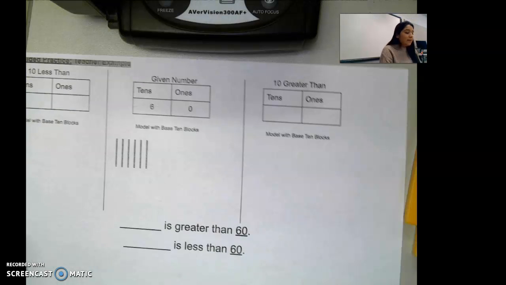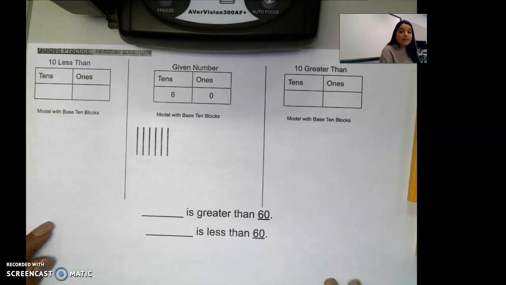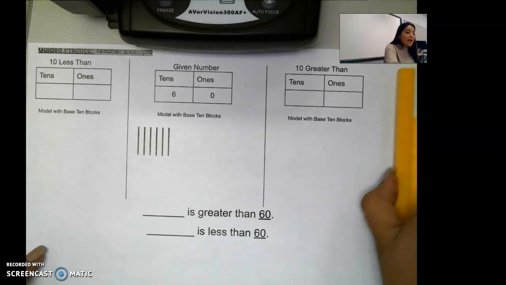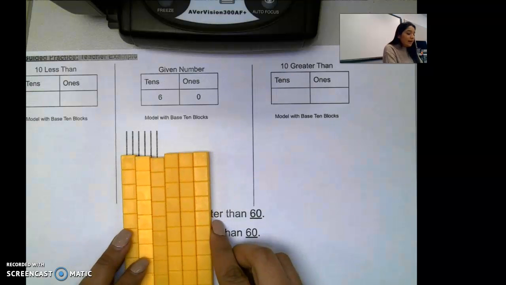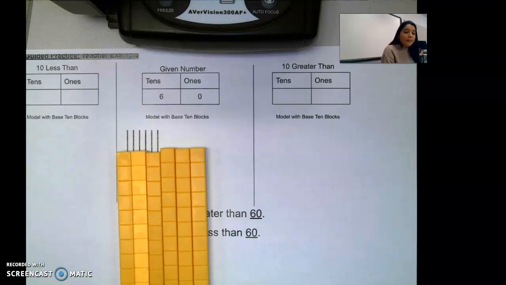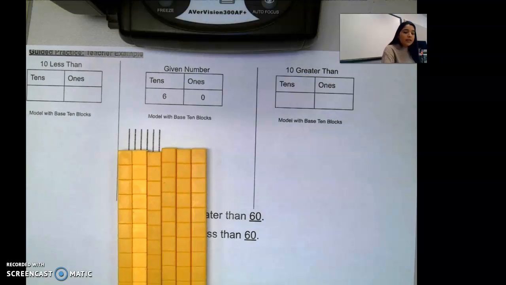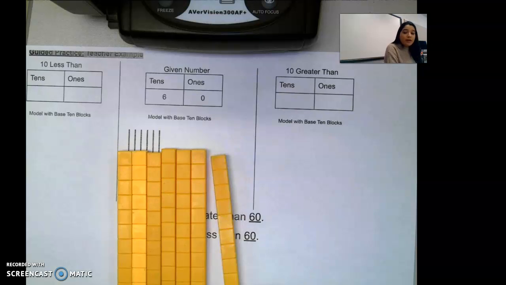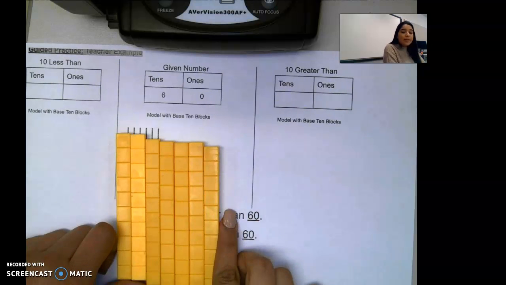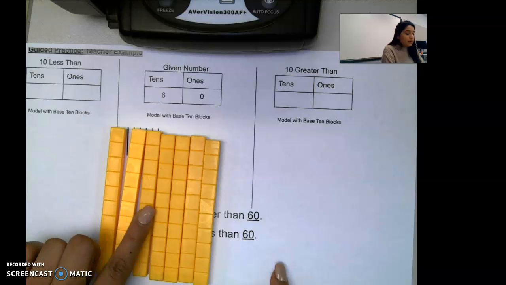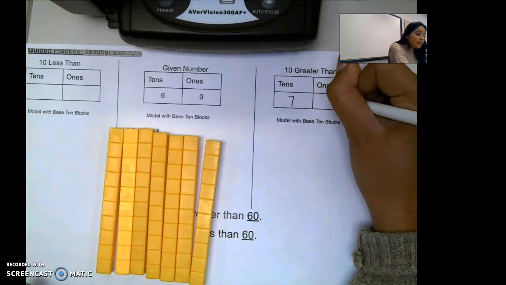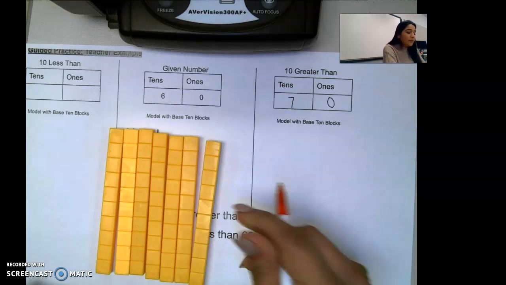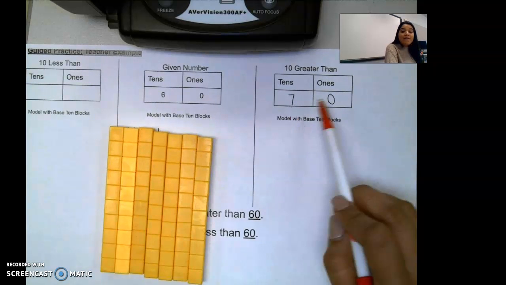Now let's see 60, but this time we're going to add 10s. We're going to add 10 and take away 10. So right here I have 6 tens, and we're going to do 10 greater than. So we're going to add a 10 long. I'm going to add my 10 long, and now how many 10s do I have? 1, 2, 3, 4, 5, 6, 7. I have 7 10s and 0 ones because I didn't add any ones. So now I have the number 70.